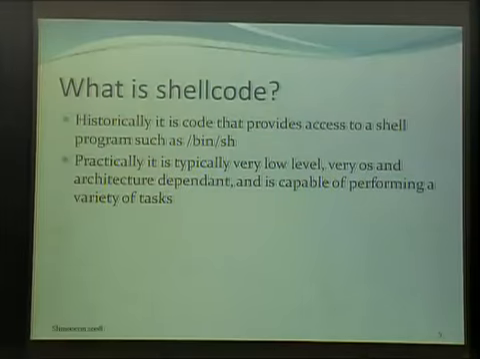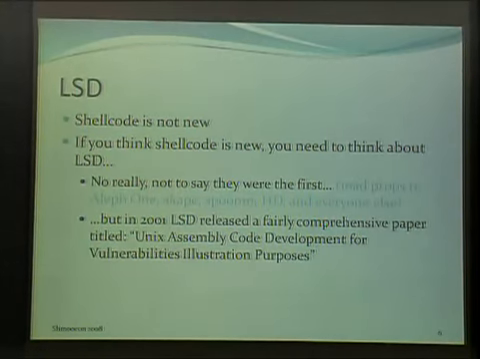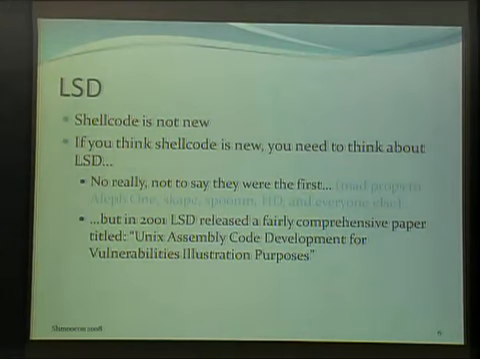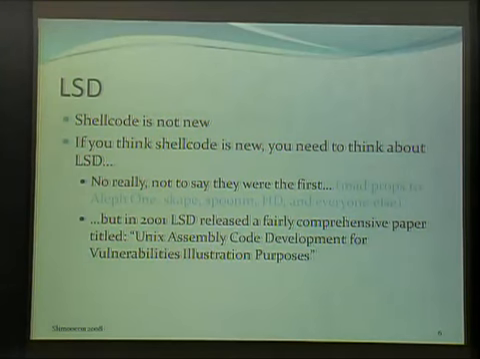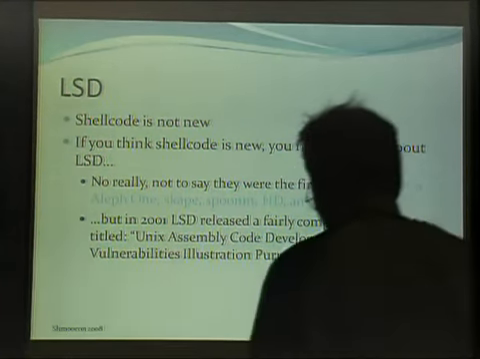All right, so what is it? Most of you have seen it. Historically, it's something that gives you a shell, like /bin/sh. But anymore, it's practically just very low-level, architecture-dependent code that performs some action. We have all these different actions that Metasploit has built into it now. So shellcode's not new. If you think shellcode's new, you really need to think about LSD. Back in 2001, the Last Stage of Delirium put out a pretty comprehensive guide to Unix-style shellcode. It's Unix assembly code development for vulnerabilities illustration purposes. Just Google it. I don't think they actually maintain a site anymore, but I need to point this out.